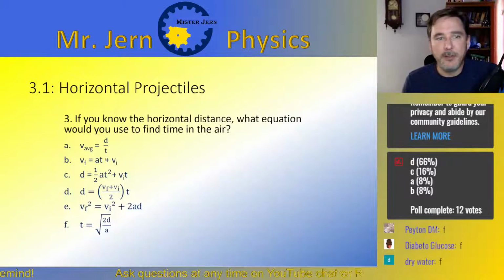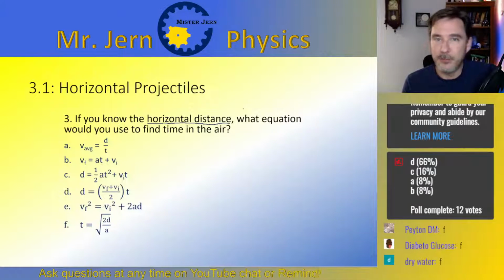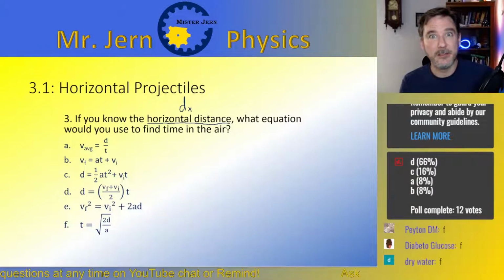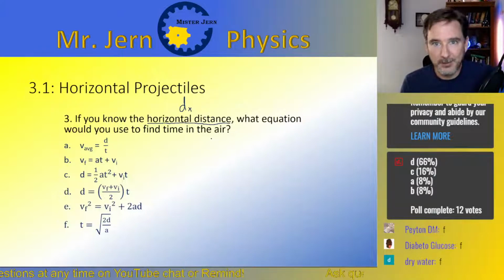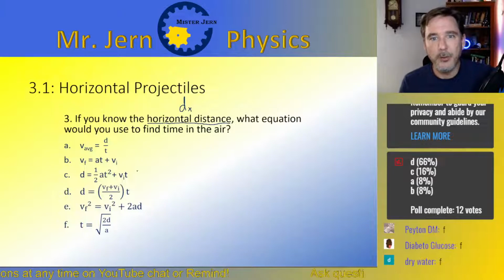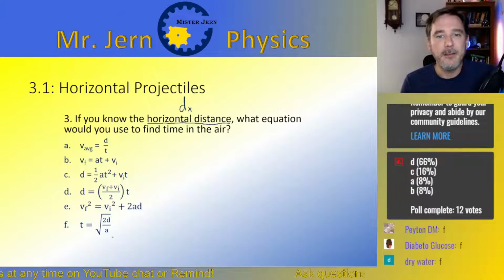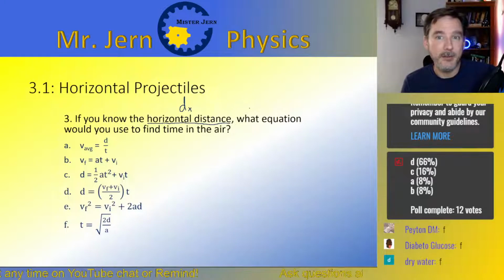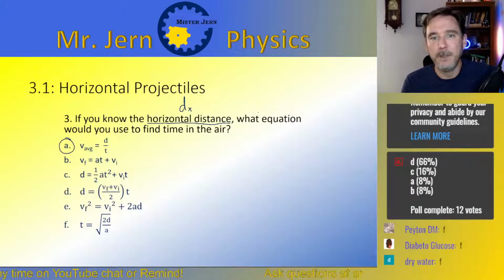If you know the horizontal distance, what equation would you use to find the time in the air? The horizontal distance. Displacement, if you want. Technically, that's what it is. Horizontal distance, right? So that's displacement in the x direction. Okay. Well, the answer. So you know the x's, you would use this one.